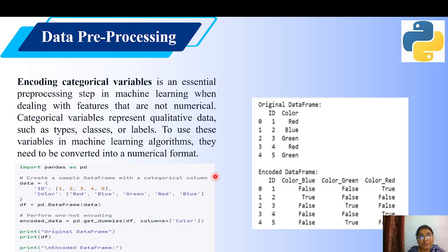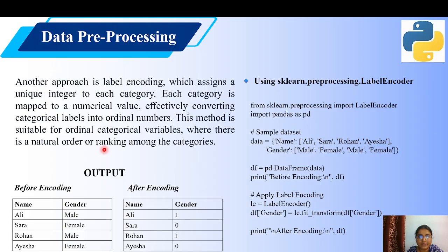Then we will encode our categorical variables. Categorical variables represent qualitative data, like types, classes, or labels. To use these variables in machine learning algorithms, we will convert them into a numerical format. This is called encoding categorical variables. Here is a very small example I have given, but we will do this in the upcoming sessions.